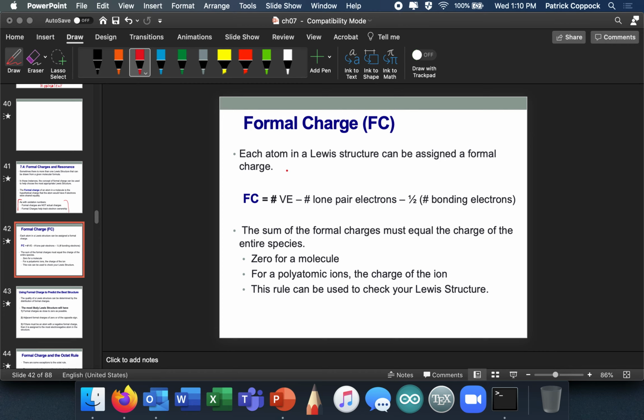Here's how formal charges are defined. You have the valence electrons, which just come from the group number, minus all of the lone pairs, minus half of the bonding electrons. This will make total sense once you've done a bunch of these. Now, the sum of the formal charges has to equal the charge of the whole species. It's 0 for a molecule, because molecules are neutral, and for polyatomic ions, it's the charge of the ion. We use formal charges to check our Lewis structure.